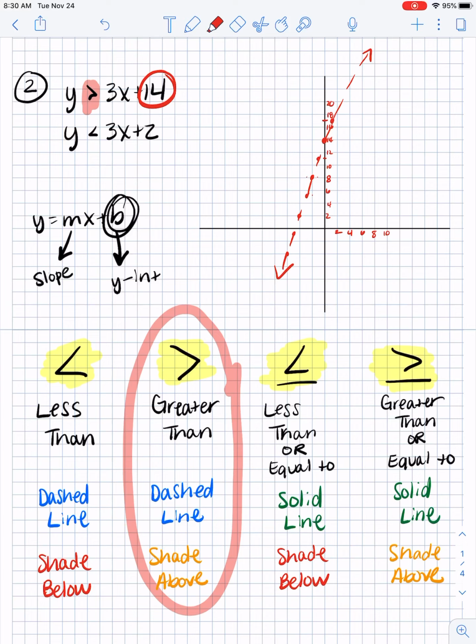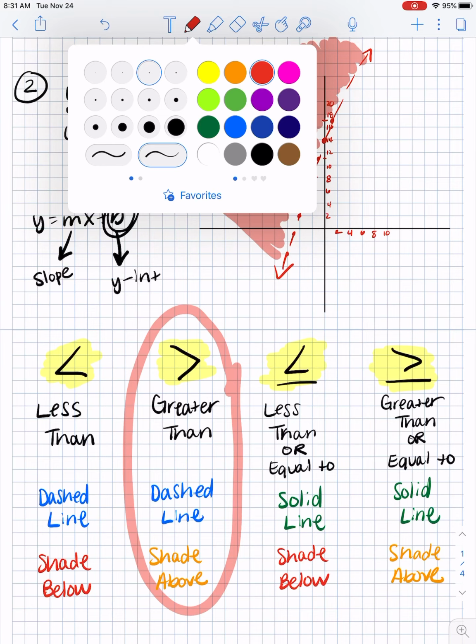And then we're going to shade. So I'm going to shade because it's greater than. I'm going to shade everything above that line, okay? So everything above the line, all of these points up here, would be a solution to my inequality, okay? So anything above that line is a solution. All right, then I'm ready to go on to my second line.